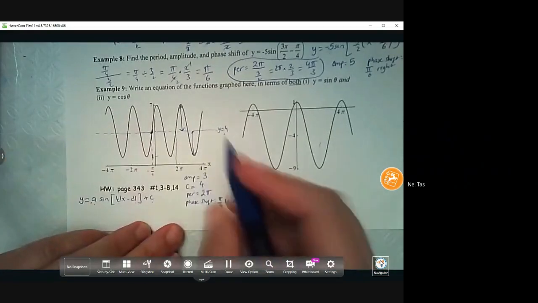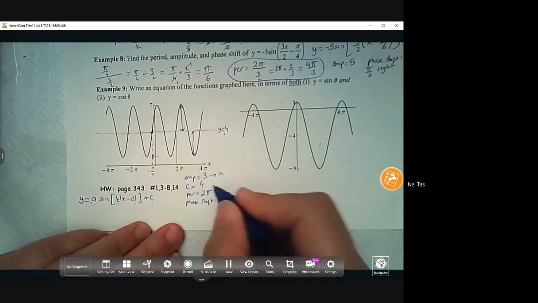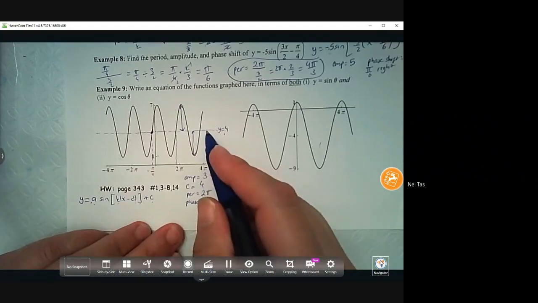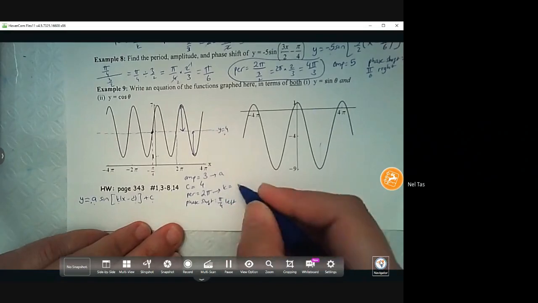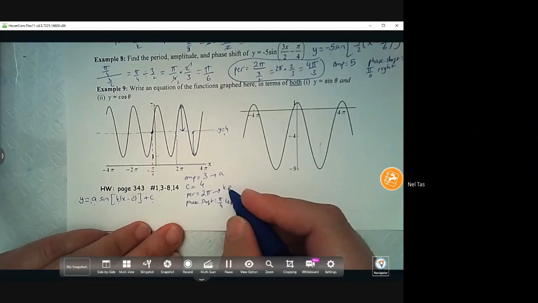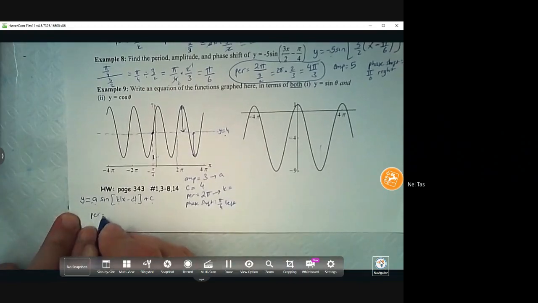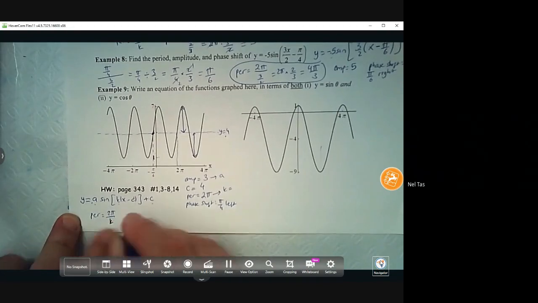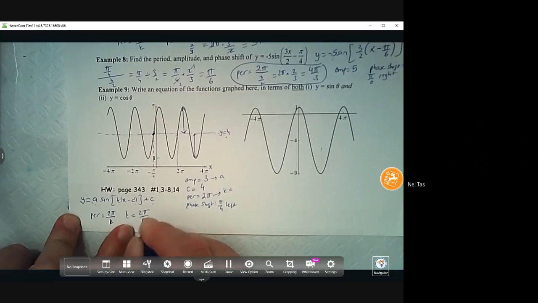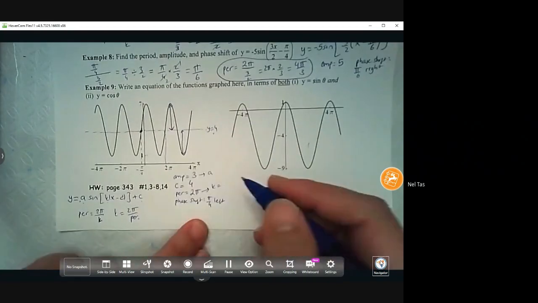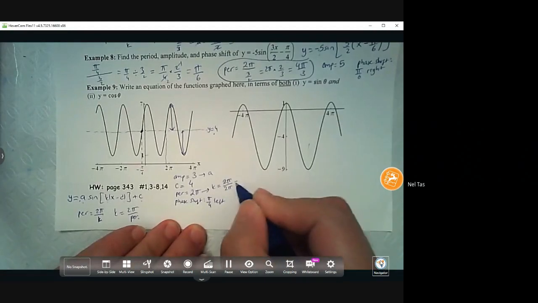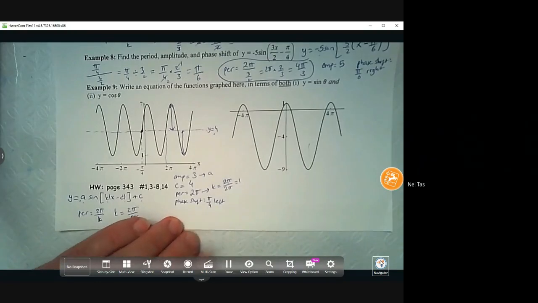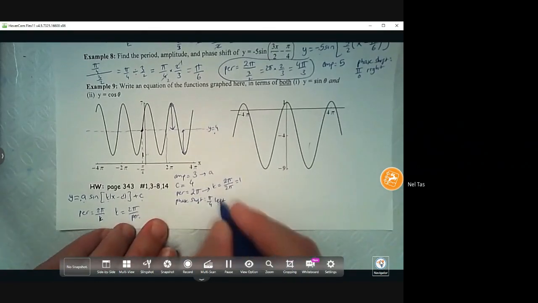Amplitude is going to give you the a value. The c value is the equation of the axis. We already wrote that. The period is going to help you get the k value. We said that period is 2 pi over k. If you rearrange this equation, you get k equals 2 pi over the period. So now I can do 2 pi over the period, which is 2 pi. So in this case, the k value is 1. And we already looked at the phase shift here.